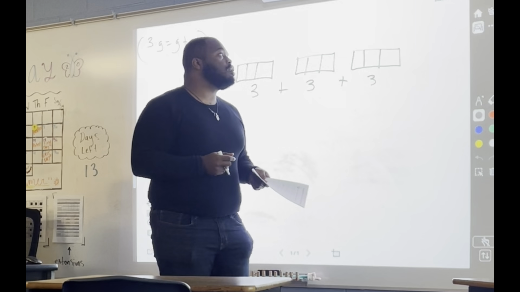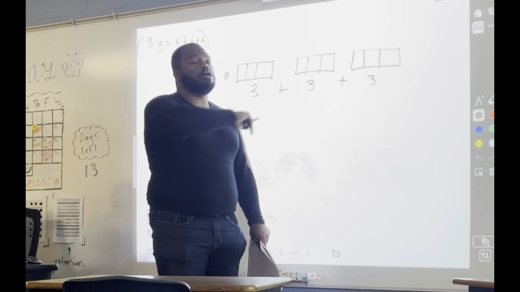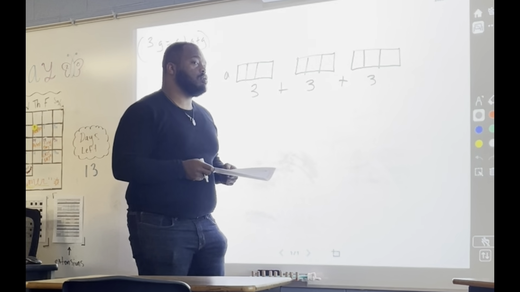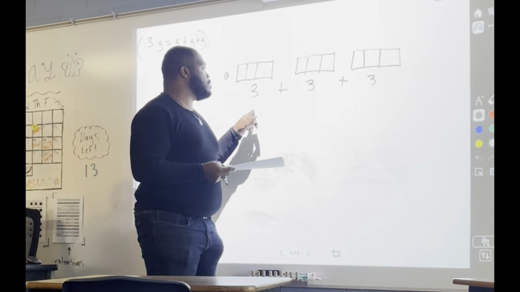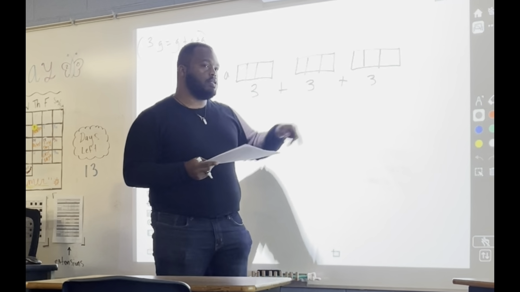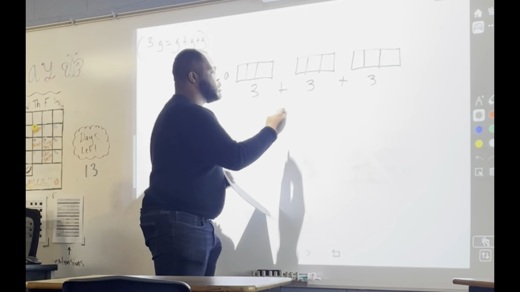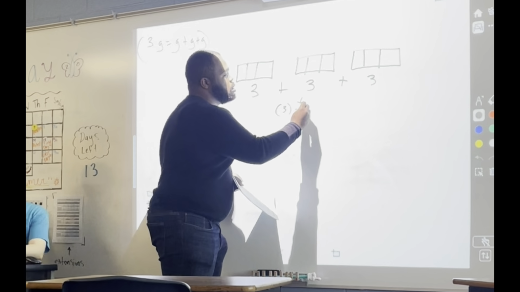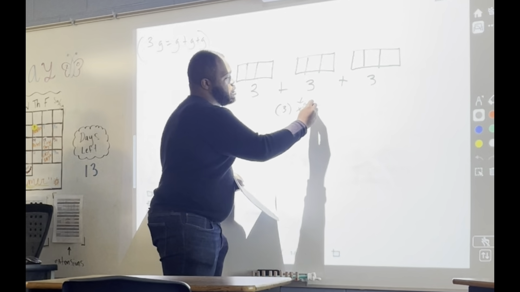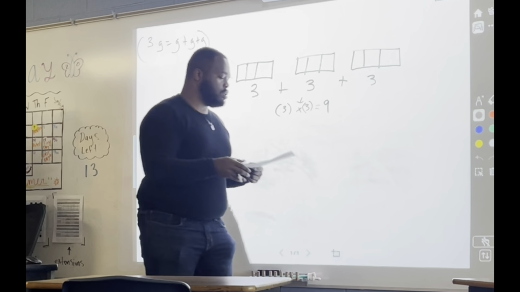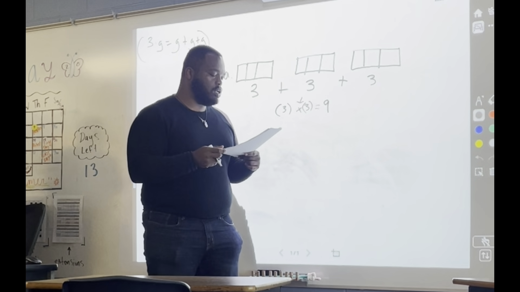Now by a show of hands, what could be the multiplication version of this? So 3 plus 3 plus 3 equals 9. What could be the multiplication equation of this? 3 times 3 equals 9 again. Yep. So 3 times 3 equals 9.